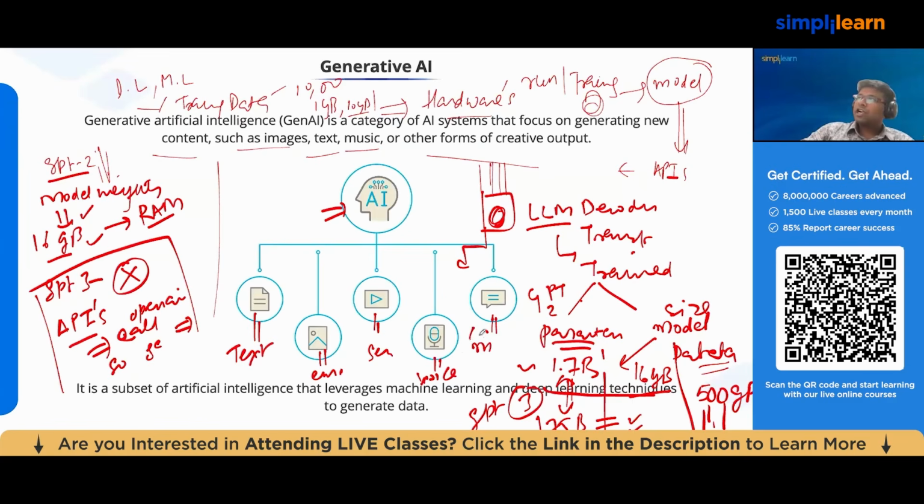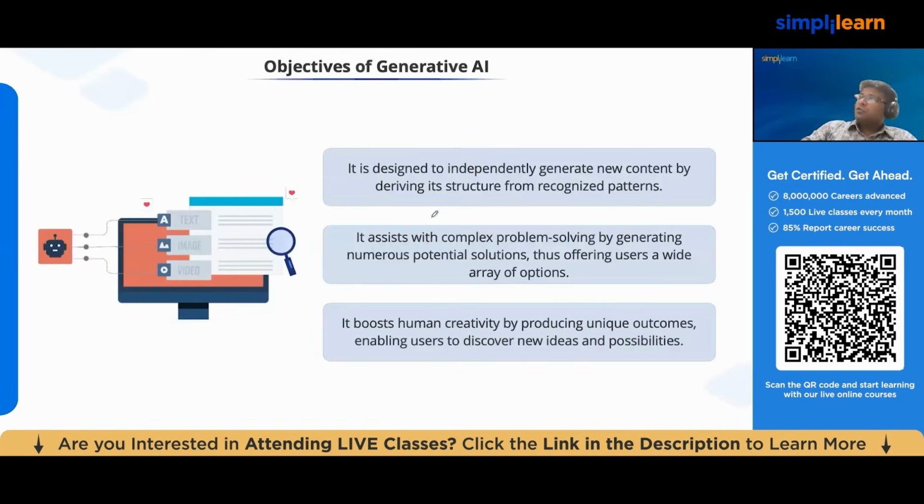Or your messaging or a chatbot, right? So all these tasks could be effectively done by your generative AI. So what are the objectives? The objective of the generative AI is to independently generate new content.